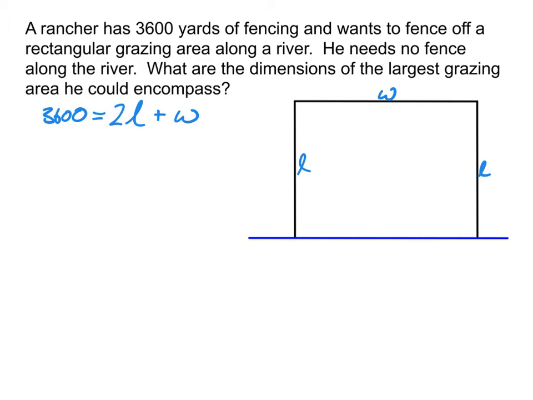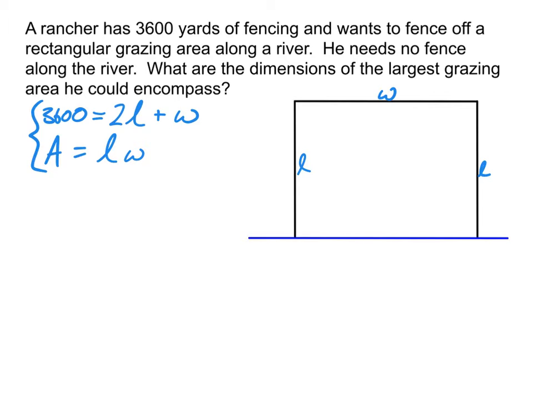All right, then I need to write another equation. The other equation then needs to be what I'm going to be trying to maximize or minimize. So we're looking to see what are the dimensions of the largest grazing area. There's a key word there, area. So I need to figure out what the area of this is. So we're going to do area equals, and of course area of a rectangle is length times width, LW here. All right, those are my 2 starting equations.